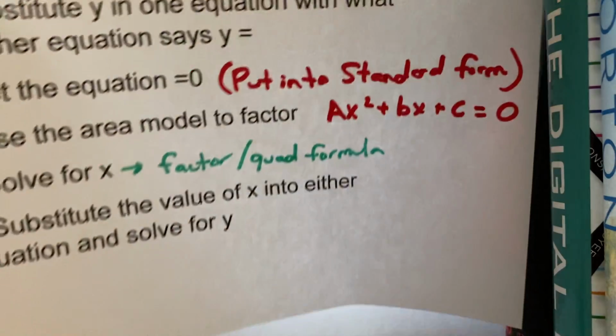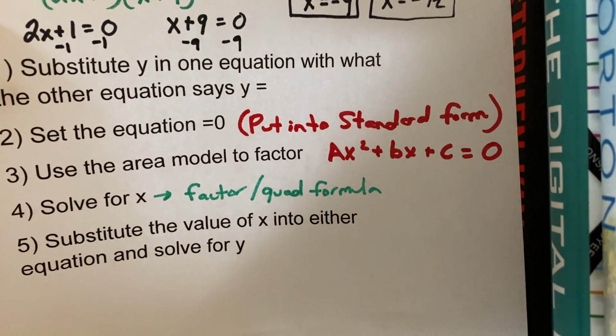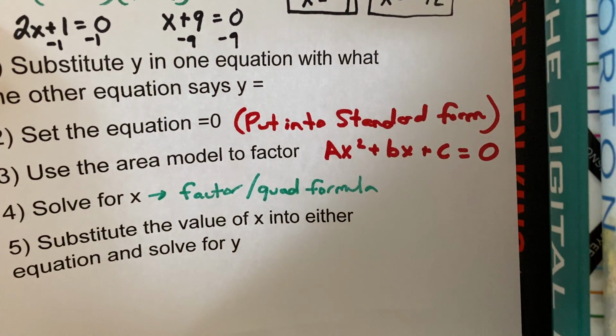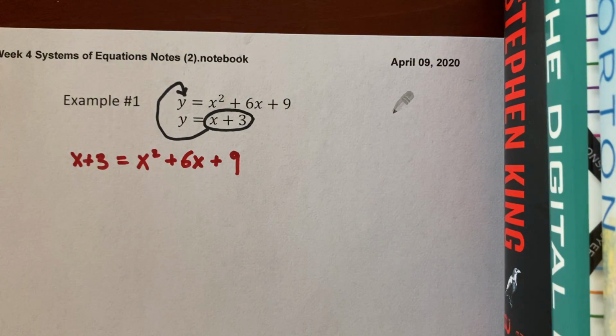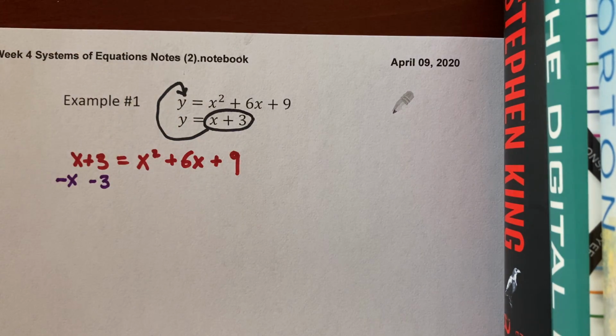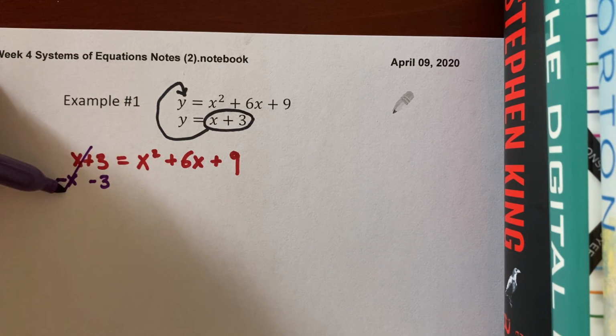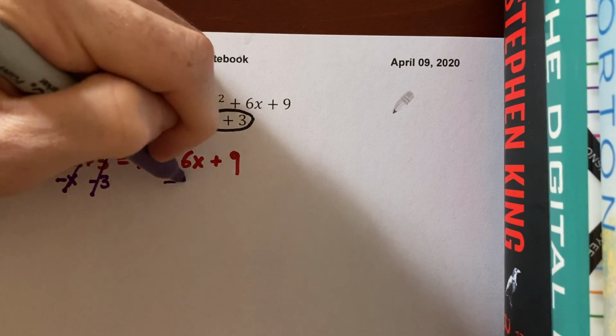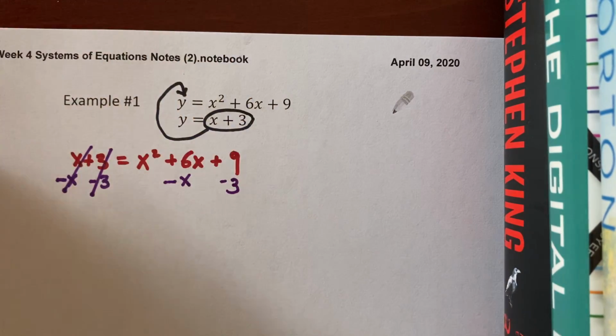It says set the equation equal to 0, which in a fancy way means put it into standard form. Get every term on the exact same side. My preference, I like to keep my x squared term positive if I can. So once again, I'm moving both of these terms over. Since it's a positive x, I subtract it. Since it's a positive 3, I subtract it. What I do to one side, I have to do to the other.